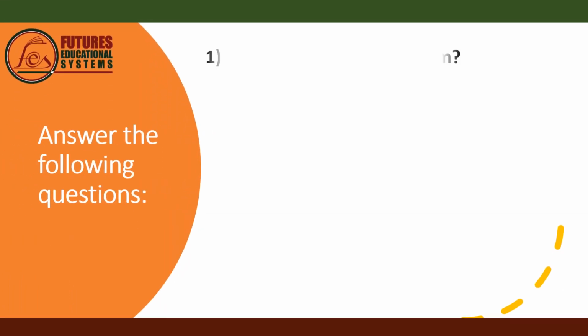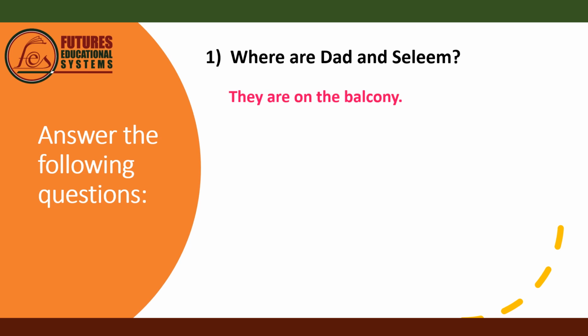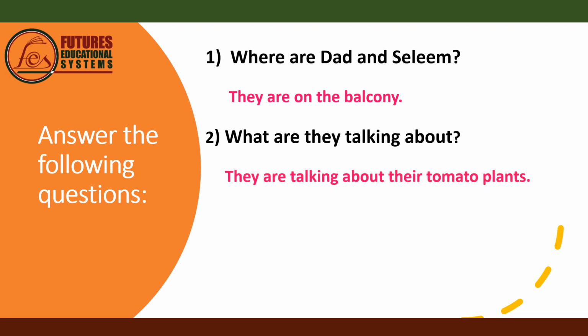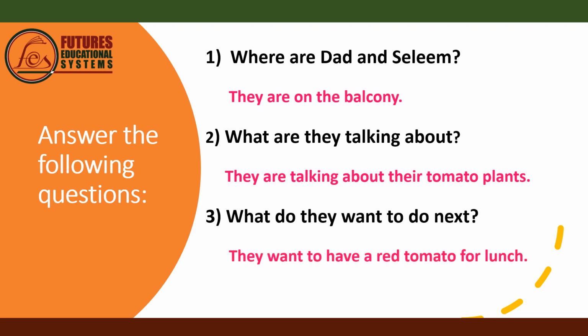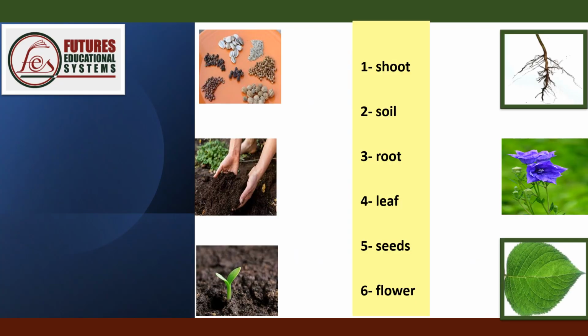Answer the following questions. Where are Dad and Selim? Do you remember? Yes, they were on the balcony watching the tomato plant. What are they talking about? They are talking about their tomato plants. What do they want to do next? They want to have a red tomato for lunch. The first tomato that Selim saw was a green one, so it wasn't ready to be eaten. But later he saw another, red tomato which was ready to be eaten.